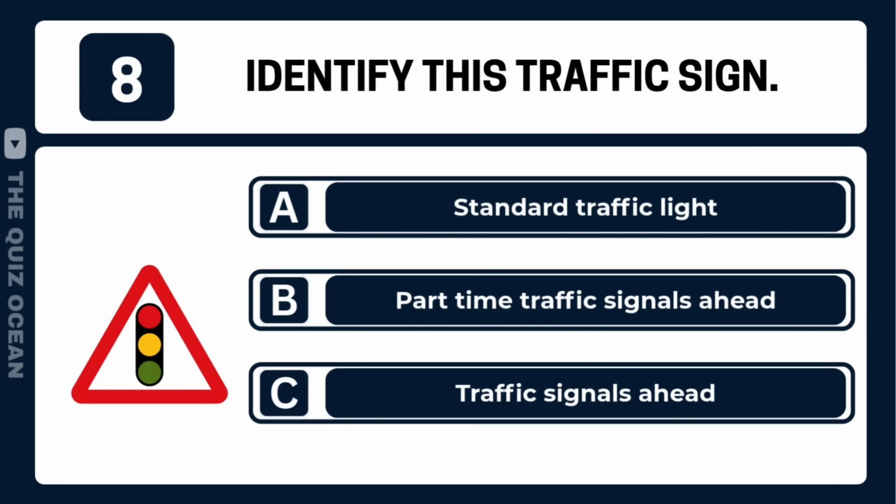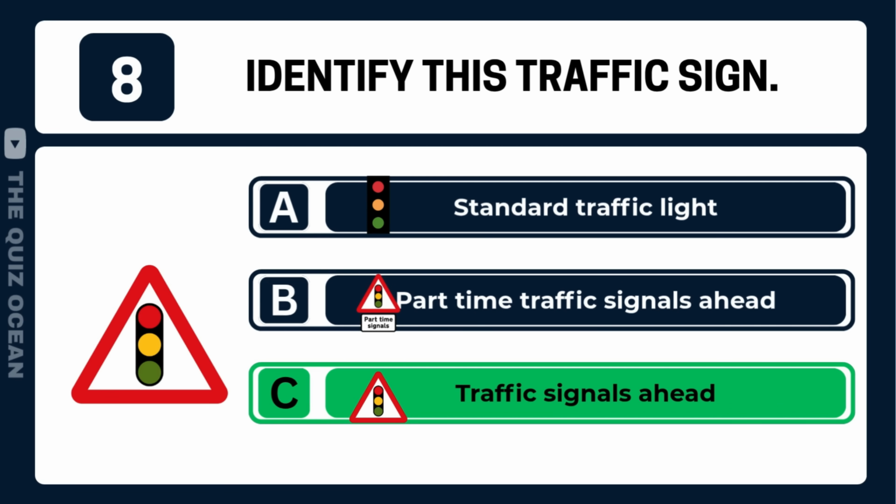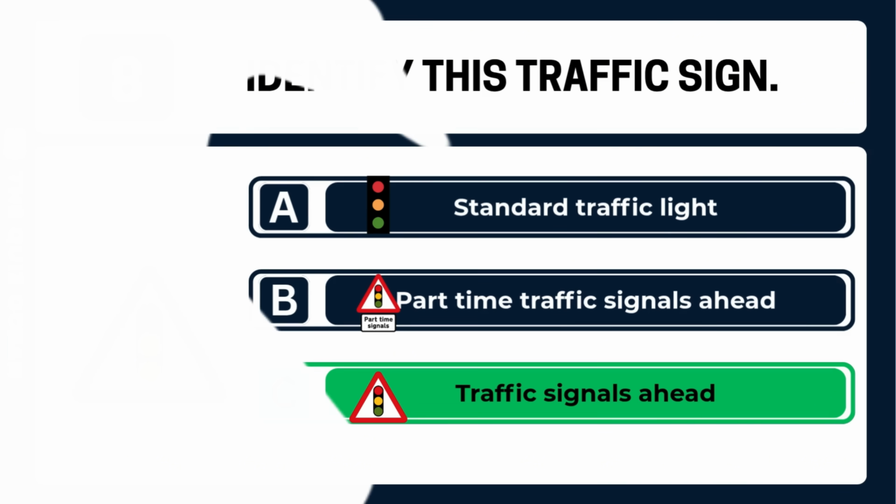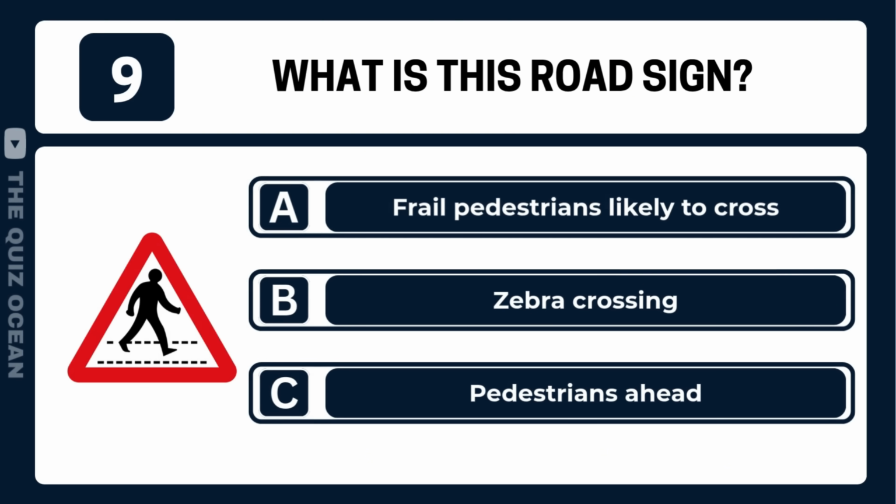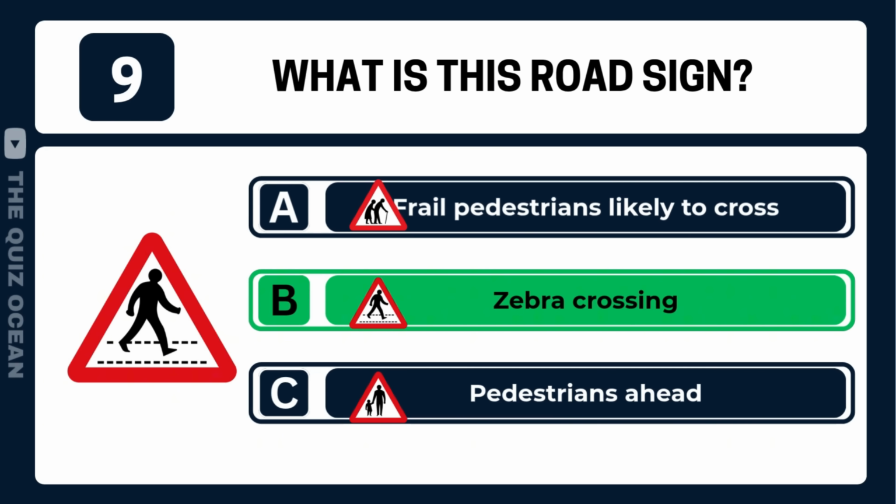Identify this traffic sign. Exactly. That is the traffic signals ahead sign. What is this road sign? Correct. It is the zebra crossing sign.